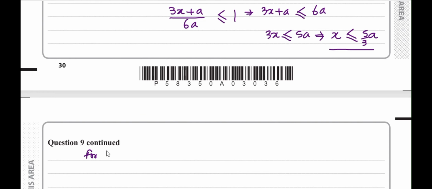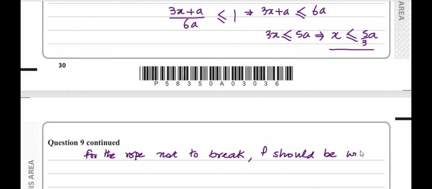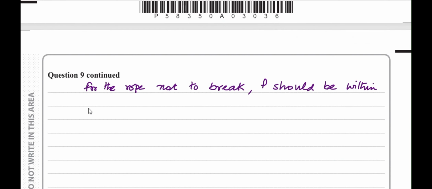For the rope not to break, P should be within a distance of 5 over 3 a from capital A.